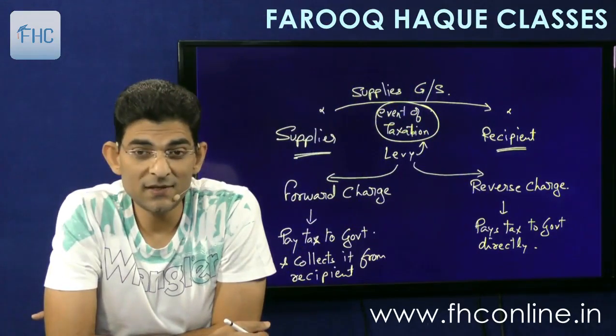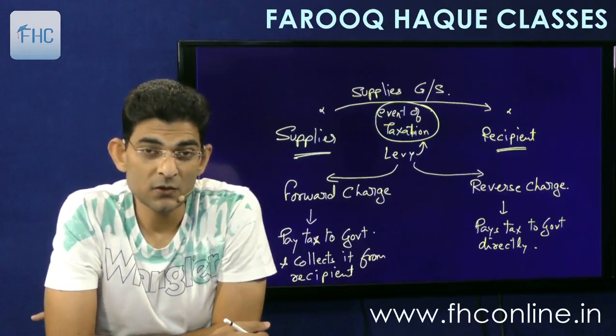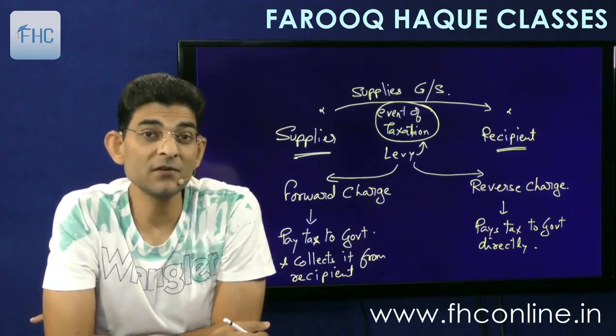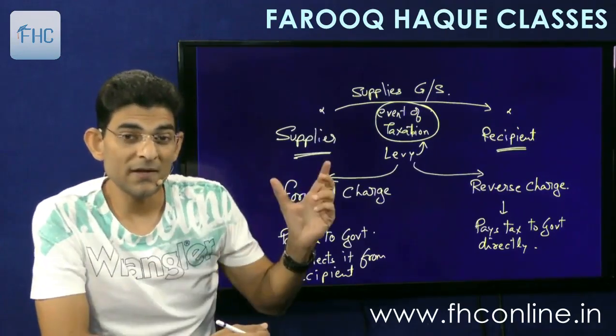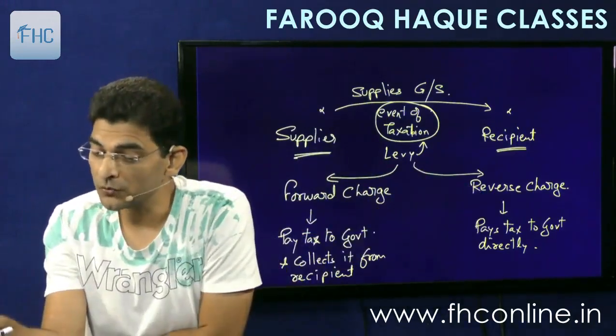So when I say that the levy is on the supplier, that is forward charge. So it is on supply. And when I say it is on the recipient, it is called the reverse charge. So it is basically on the receipt. So this is on supply, this is on receipt of goods or service or both.